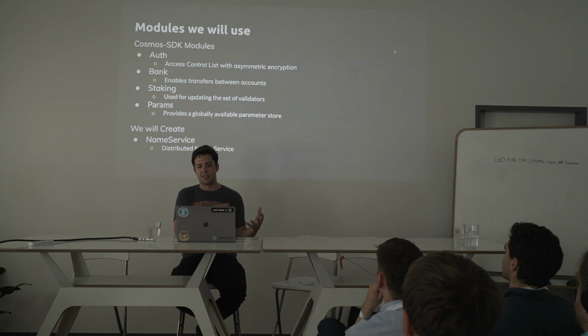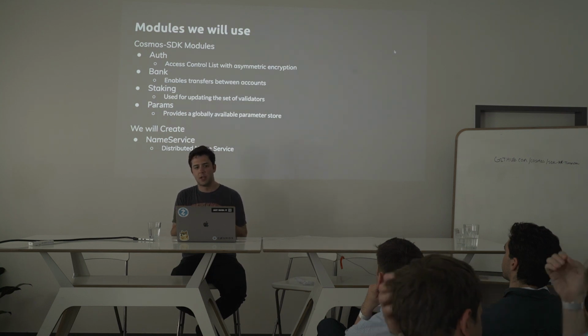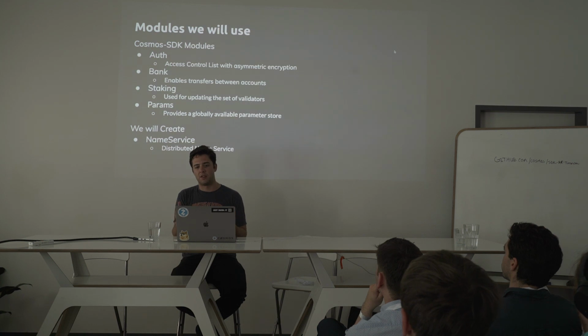Staking, we're using that to update the set of the validators. In the Cosmos Hub, obviously staking interacts with a few other modules. Here we're just using it alone. And then params, this provides a globally available parameter store.